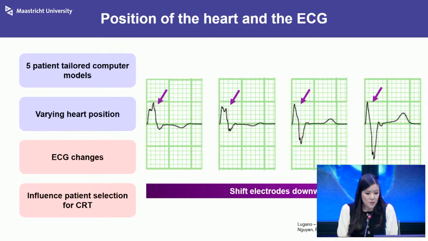In the following model, you can appreciate how the notch in this ECG disappears when we displace the electrodes downwards on the chest. The principal finding of this study was that variations in the position of the heart in relation to the chest could impact the ECG and subsequently whether a patient is considered eligible for CRT.